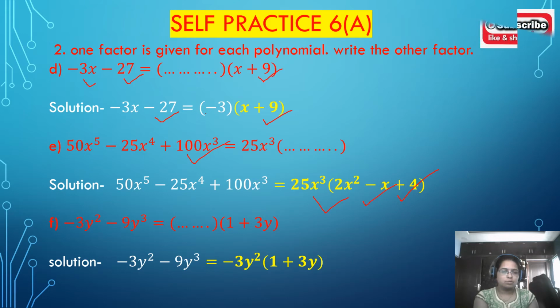So 50x to the power 5 minus 25x to the power 4 plus 100x cube is the product of 25x cube multiplied with 2x square minus x plus 4.